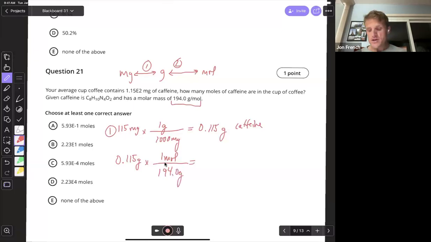So again, it's not an equation we have to memorize. It's just how can we put this information together in a way to solve the problem. So 0.115, divide that by 194, and I get 5.93 times 10 to the minus 4 moles. I would go with 3 significant figures because we have 3 significant figures in the initial problem. So that looks like choice C for question 21 is the correct answer.